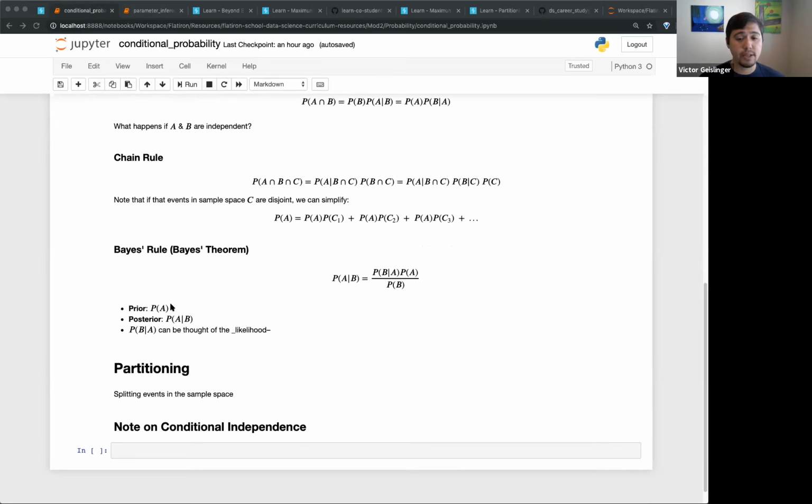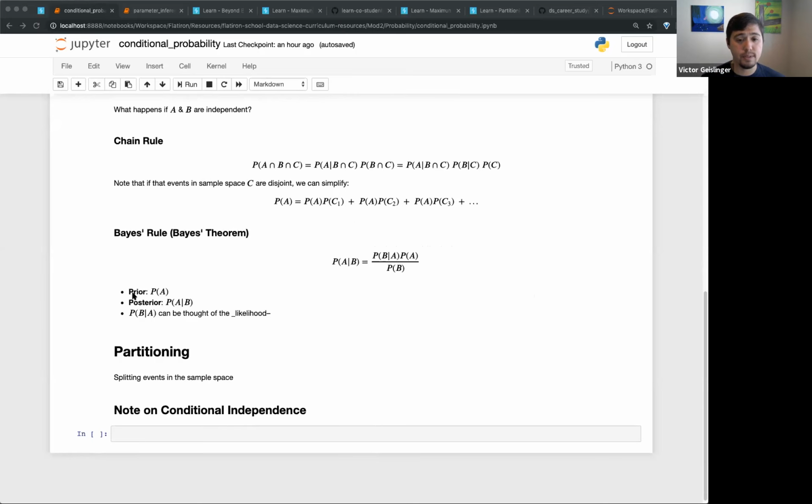And we give them some special names. The prior is P(A). It's something that we already know. The posterior, P(A|B), is usually something we want to know. We're asking how often this happens. And then P(B|A), you can think of as the likelihood, how likely this happens. Usually this is something we measure.